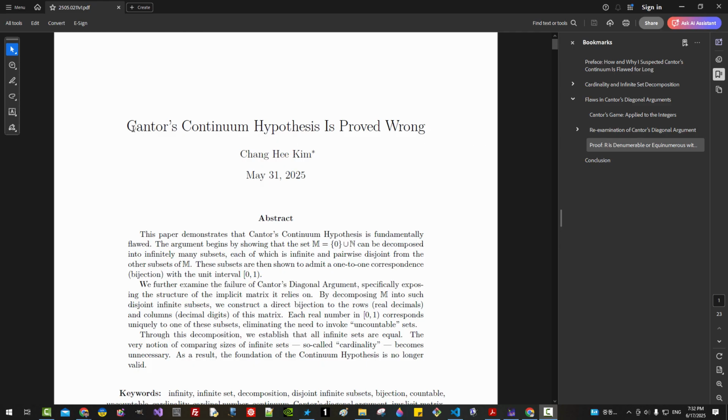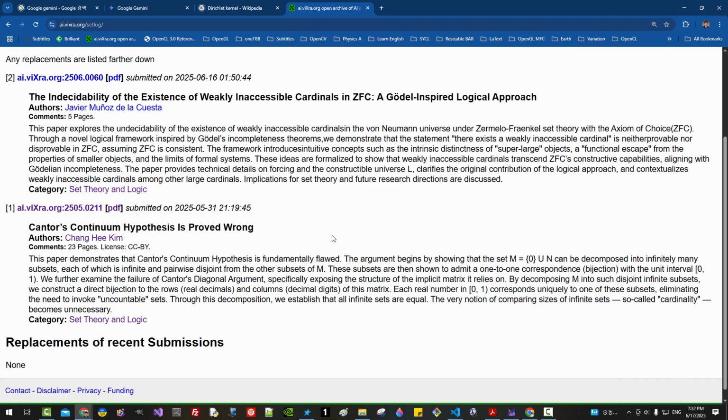Please understand that Cantor's continuum hypothesis is proved wrong. I submitted this paper on 31st of May 2025. Today is June 17th, so it is over 2 weeks old now. This paper is posted at aibisra.org. This is the link of the paper.